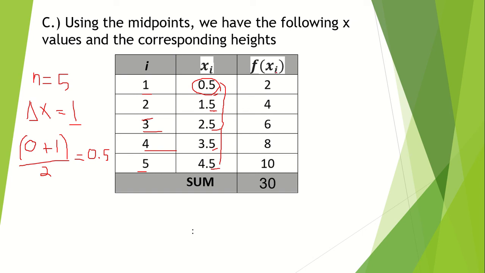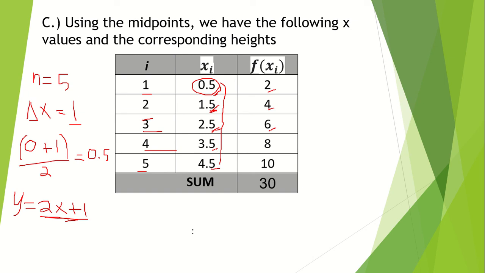Now for f of x sub i, again, that is simply the y value, and our given function is y is equal to 2x plus 1. So simply substitute each value of x into our given function. So we have x equal to 0.5 times 2 is 1. 1 plus 1 is 2. Now for the second x value, that is 1.5. 1.5 times 2 is 3, plus 1 will give us 4. For the third x value, that is 2.5. 2.5 times 2 is 5, plus 1 will give us 6.